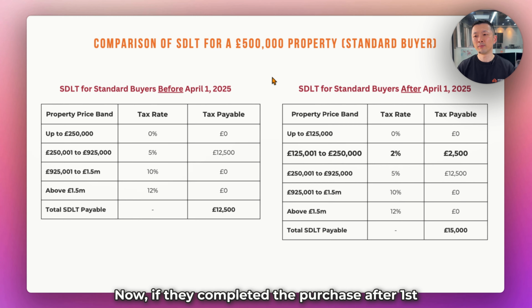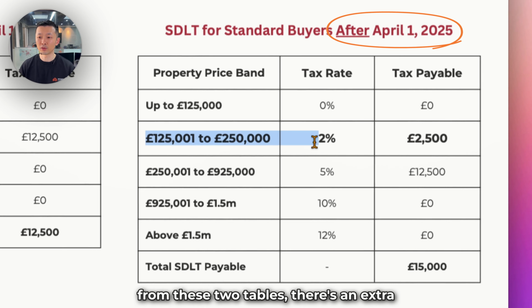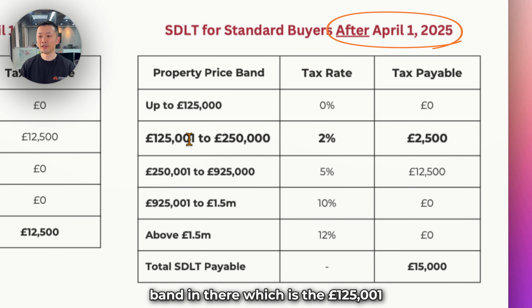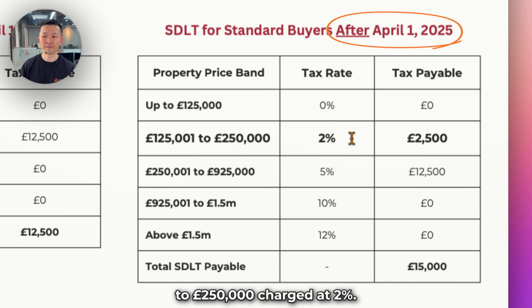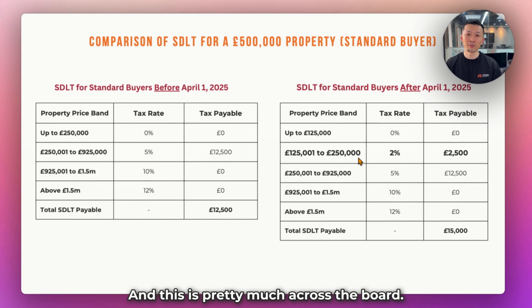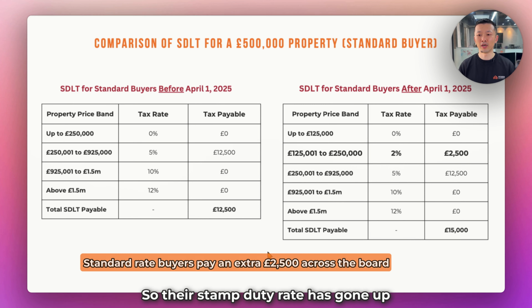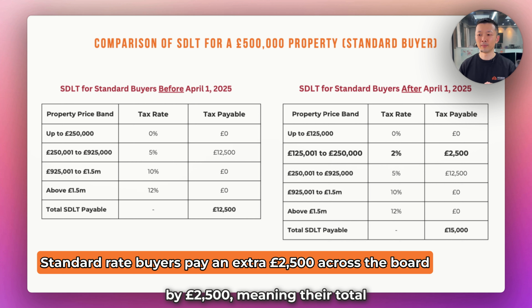Now, if they completed the purchase after the 1st of April 2025, you can see from these two tables there's an extra band in there, which is £125,001 to £250,000 charged at 2%. So effectively, this is an extra £2,500 because the nil rate band has been decreased to £125,000. And this is pretty much across the board. So their stamp duty has gone up by £2,500, meaning their total stamp duty bill is £15,000.